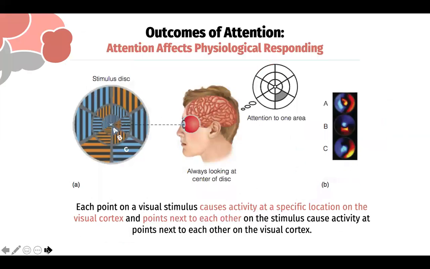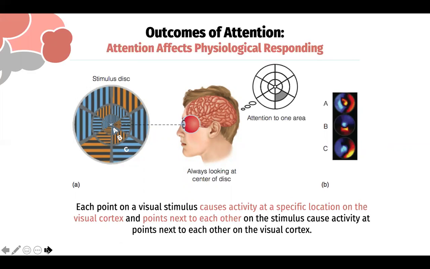The next outcome of attention is its effect on physiological responding, because attention has a number of different effects on the brain, and these have been measured by some experiments. One effect is to increase the activity in areas of the brain that represent the attended location. As you can see in this example of an experiment conducted by Datta and DeYoe in 2009, attention to a location increases activity in specific areas of the brain.